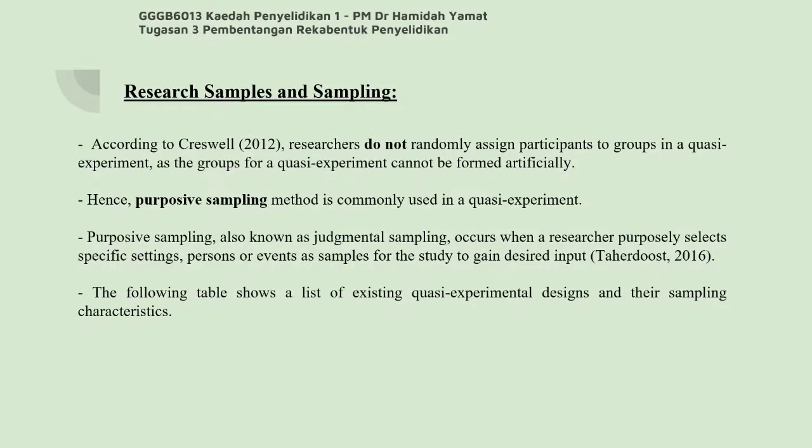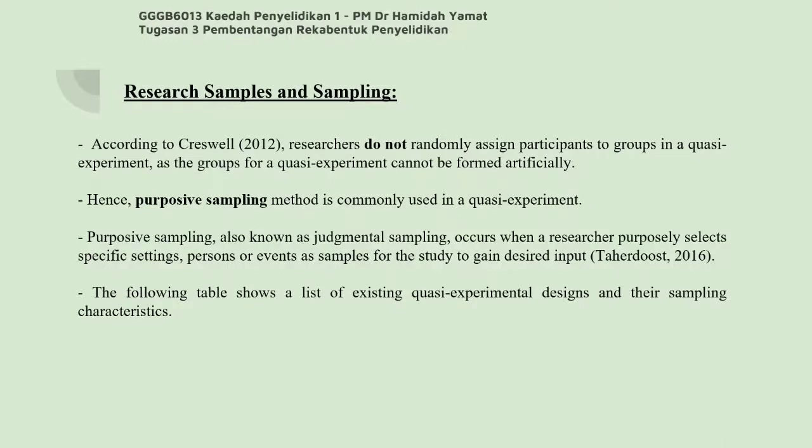So according to Kurzweil, a quasi-experimental study is a type of non-randomized intervention study because the groups for a quasi-experiment cannot be formed artificially. So researchers use a kind of sampling method called purposive sampling. In this purposive sampling, which is also known as judgmental sampling, the researchers will deliberately select specific settings, persons, or events as samples for the study to gain the information that they want.